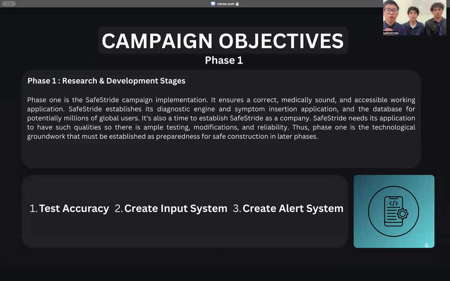Throughout this phase, we want to make sure that we do 3 things. We want to test the accuracy of our system, making sure that any diagnosis that we give is accurate to what the client needs. Our second is to create our input system. To create our diagnostic, we have to create an input system for people to put in their symptoms for a result. And lastly, we want to create an alert system. Any symptoms that might be seen as fatal or anything that can cause death will be sent out to emergency services right away.